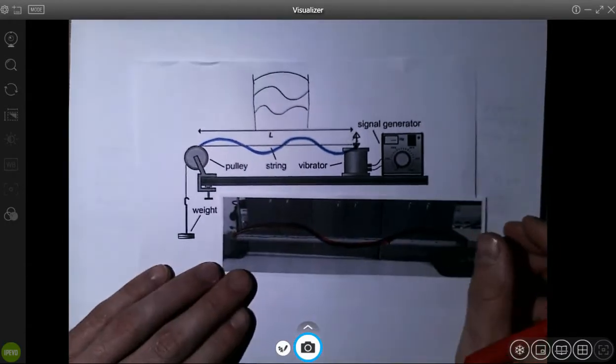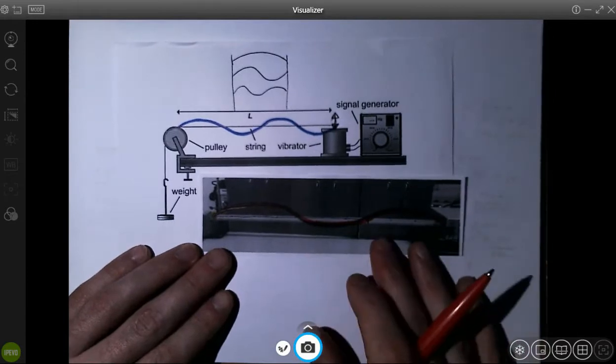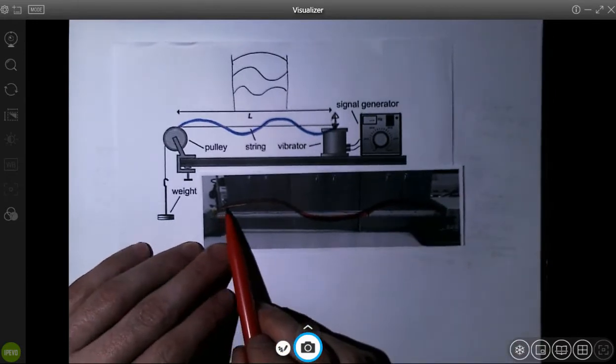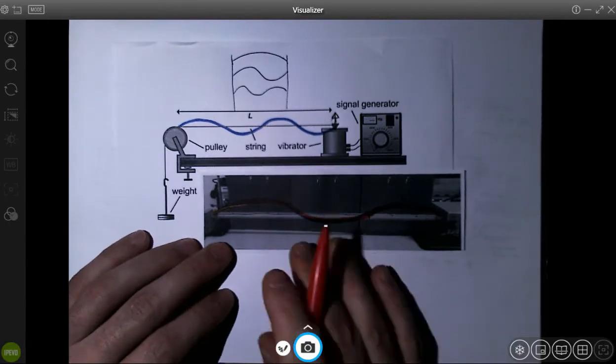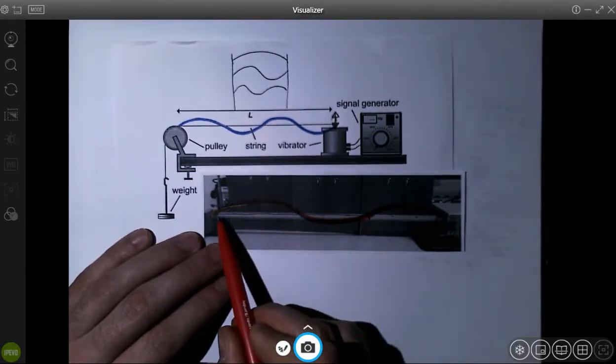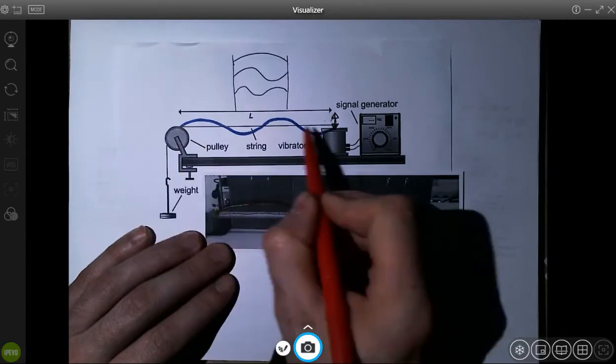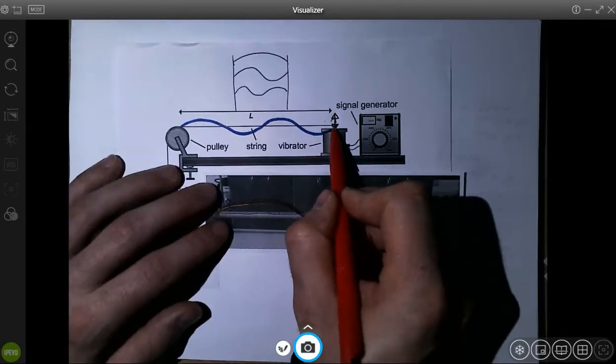So here's a picture of the setup. It's not very clear because it's in black and white, but this should also be on the PowerPoint. It's really simple. You get yourself a ruler and you make sure you put the ruler here so you know the fixed length of string.